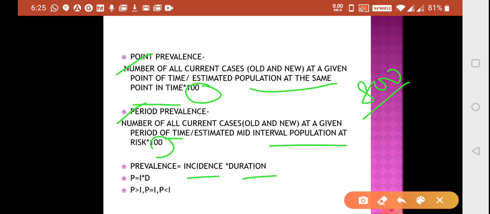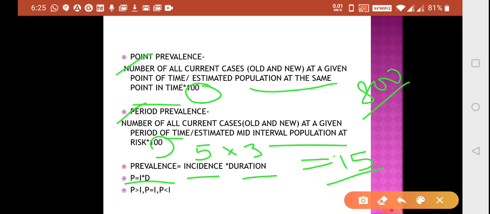So they can give you that the incidence of a disease is 5, duration is 3 years. What would be the prevalence? Prevalence would be 15. So such kind of question can be asked. And what is the formula? Prevalence is incidence into duration.